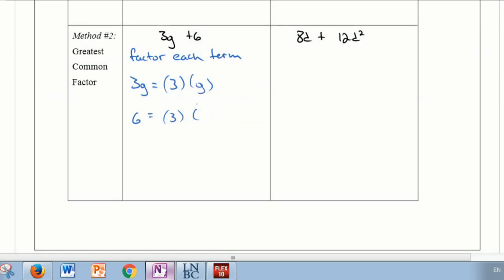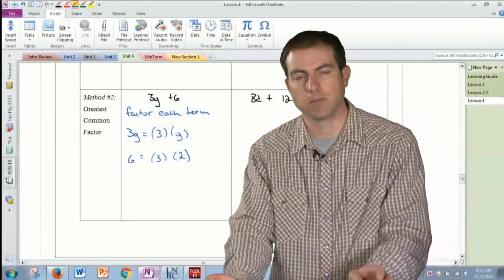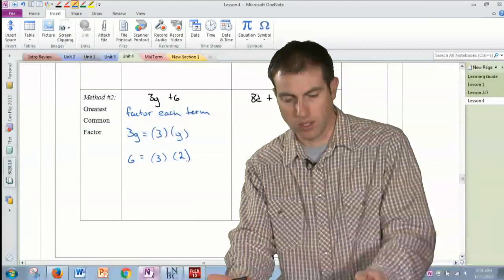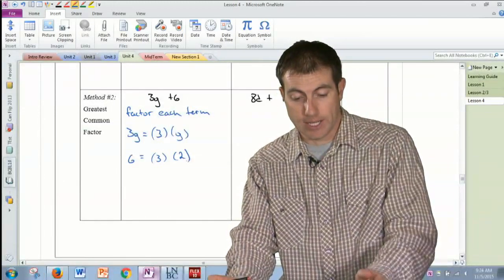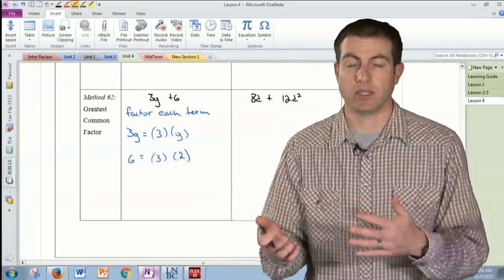If I multiply 3 by 2, I should end up with 6. Are there any other ways to end up with 6? No, I think that's the only way we can get 6. So there we go. I've factored each term in my binomial.